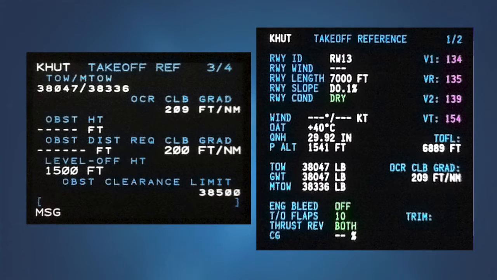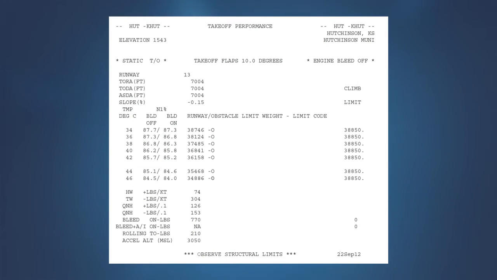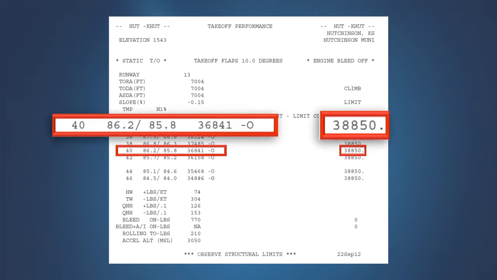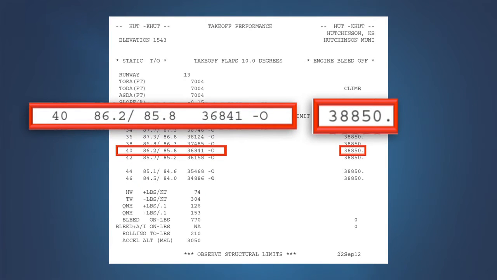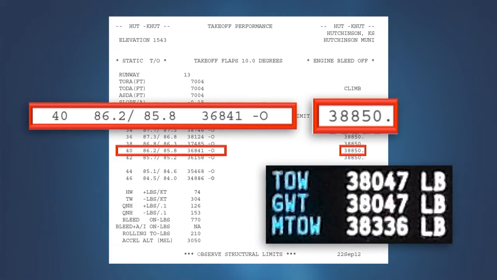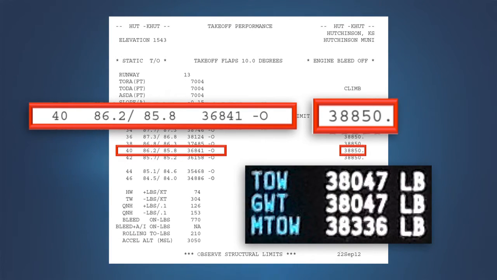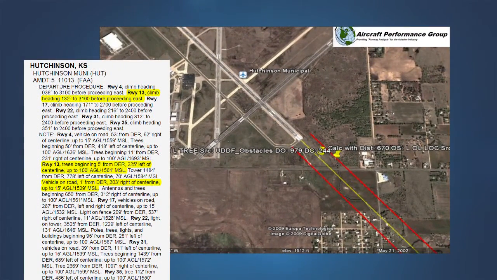The results returned by the FMS appear to show that we are within approved limits for takeoff on Hutchinson's runway 13. A check of an airport analysis for this runway at 40 degrees Celsius reveals a shocking surprise. The takeoff weight is obstacle limited on this runway to 36,841 pounds, almost 1,500 pounds less than the weight shown by the FMS computation. The answer to this question is found on the obstacle departure procedure for runway 13.